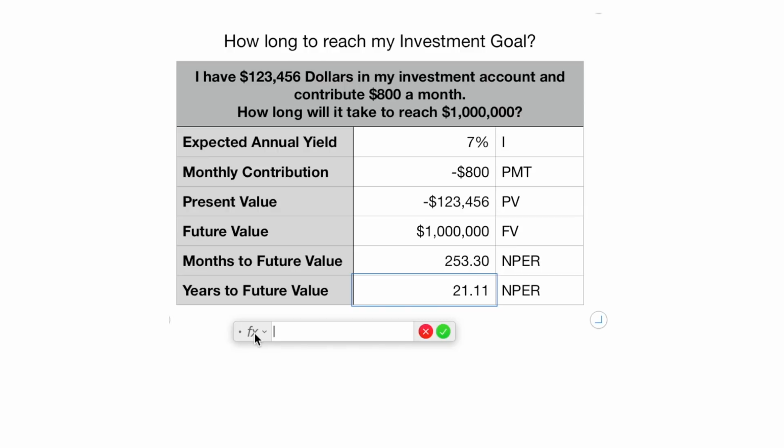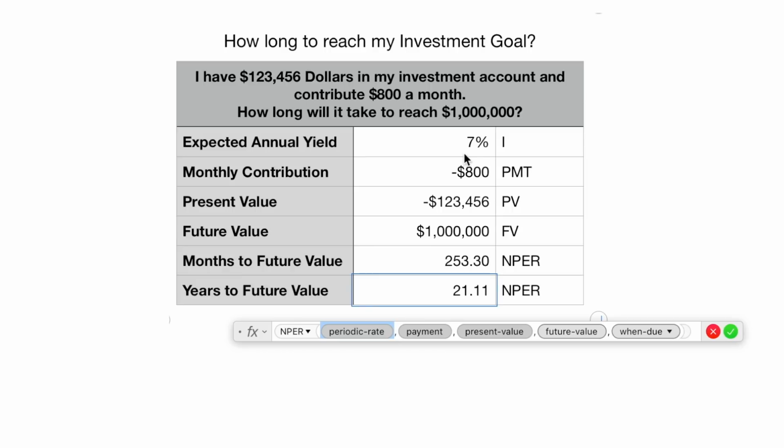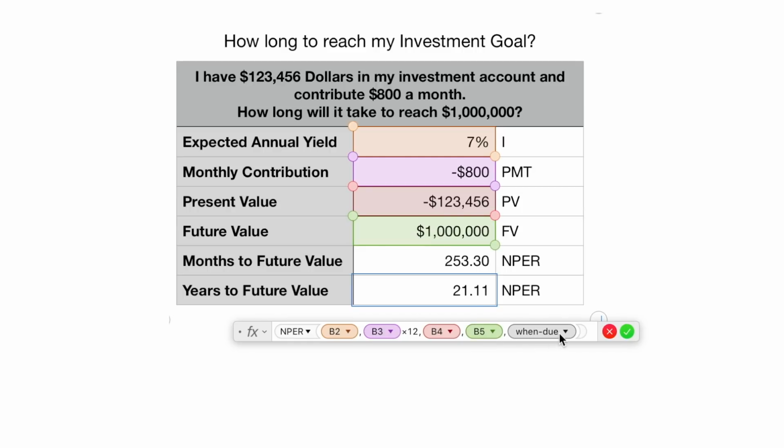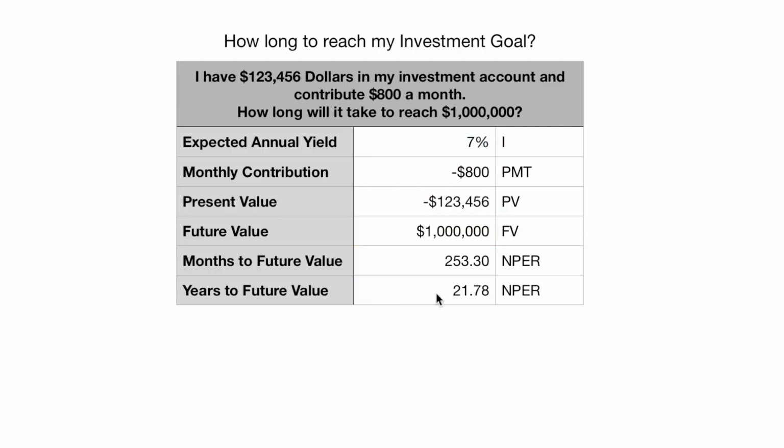But I will show you how to calculate the years using the formula NPER if you want to do it. So we'll clear this out and start with our formula. We're going to type in NPER and hit enter. Our periodic rate is going to be the percentage again, 7%. This time we're not going to divide it by 12. The payment, however, we're going to multiply by 12 because there's actually going to be 12 payments in the period. The period is 1 year, so 12 payments in the year. So times 12. The present value is going to be 123,000. The future value is going to be 1 million, and when due is not important. So hit enter. You can see the result, 21.78 years.